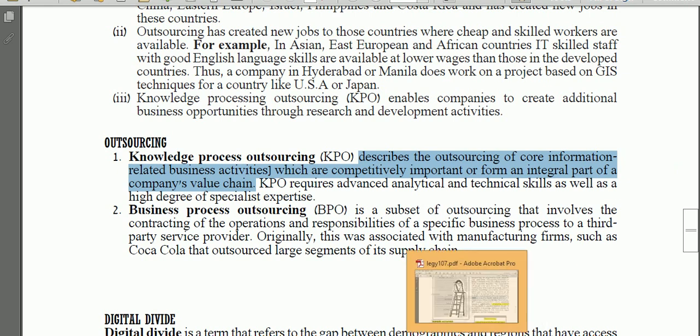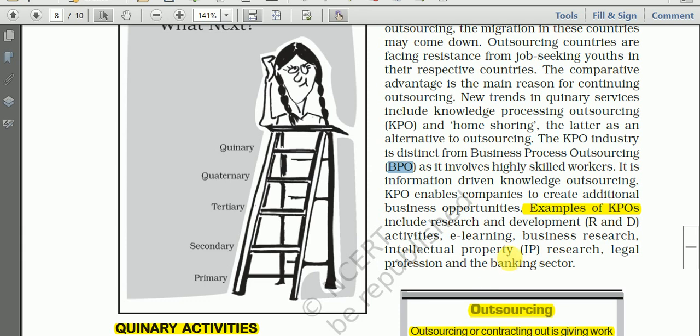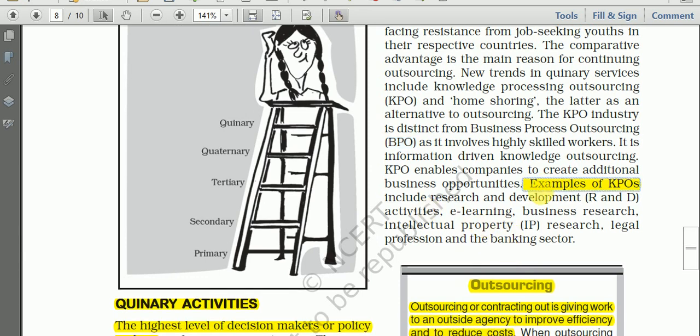Here some common examples of KPOs are given. Examples include research and development work, R&D, then e-learning, distance education, learning through websites, then business activity research, then intellectual property, IP research, then the legal profession, then banking sectors. All these come under KPOs, knowledge process outsourcing.